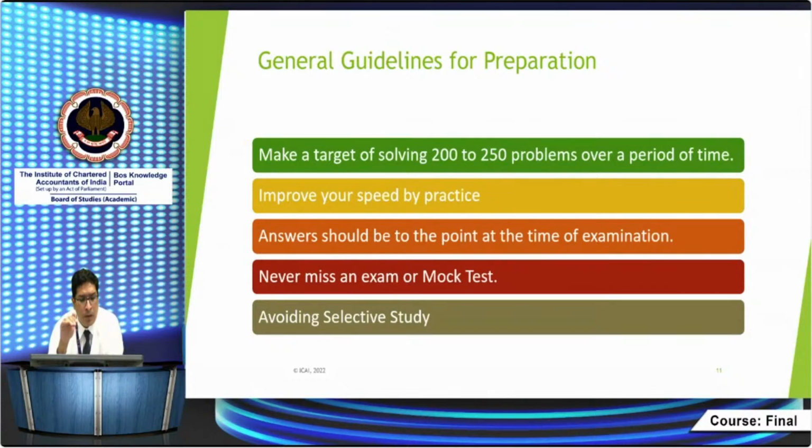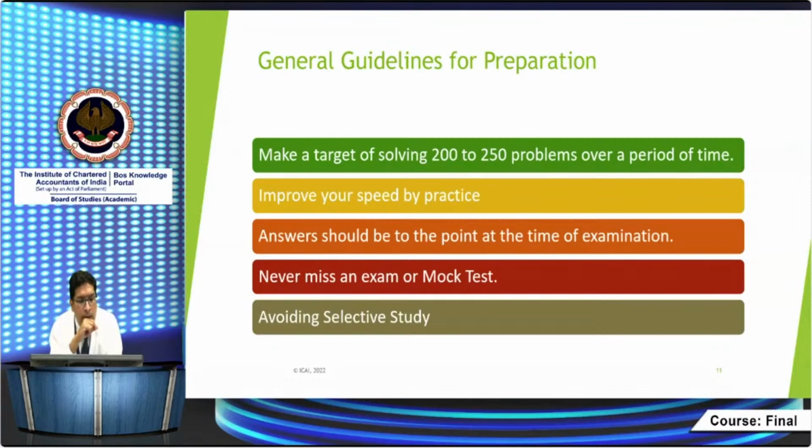Okay. The answer should be to the point, but again it depends upon the requirement of the question. In this given example, 5 phases, and the second factor is the number of marks, 12, and phases 5.